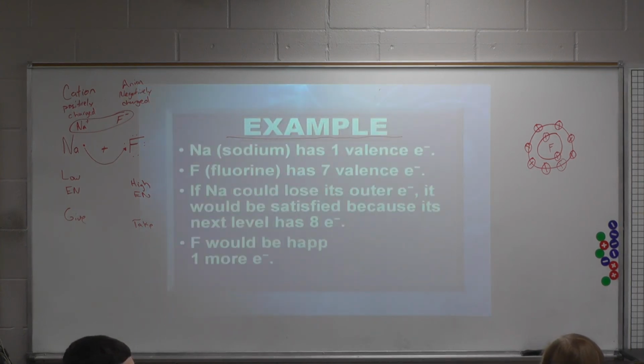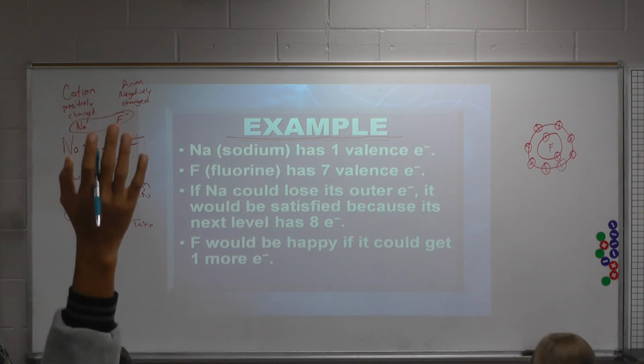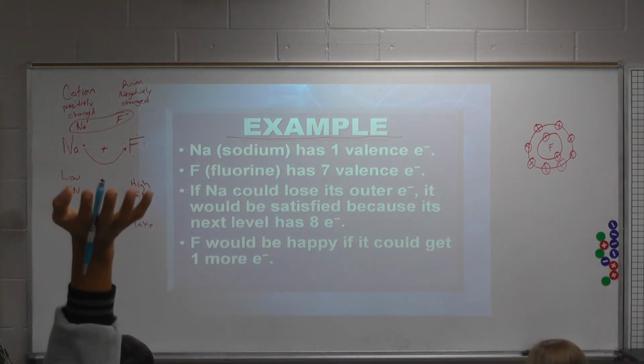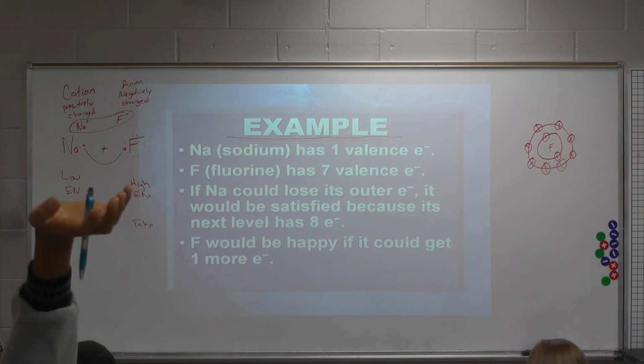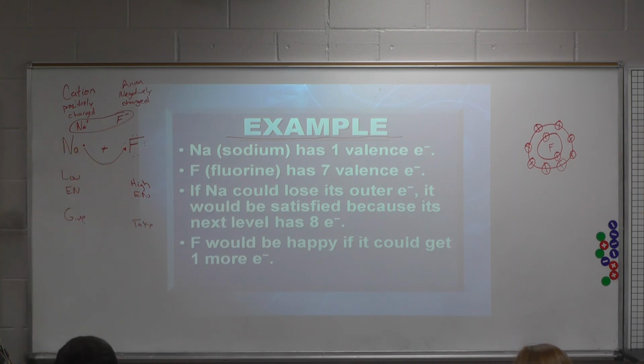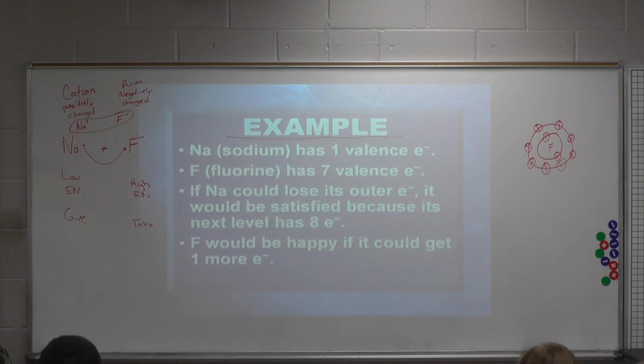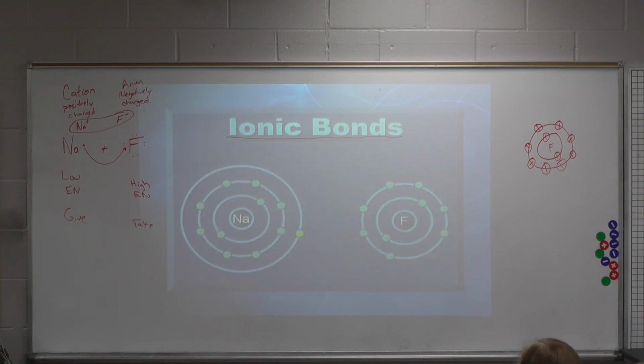Don't put this in your notes. I feel like I've already explained this, right? Yes. Sodium has 1, fluorine has 7. If sodium loses an electron, it would satisfy the need, with electrons in the next lower level. Fluorine would be happy. So then the electron that was given over would be found in fluorine. Alright. Thank you. So kind of like this.